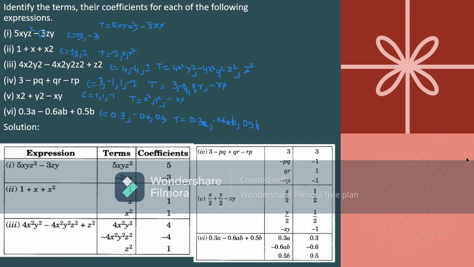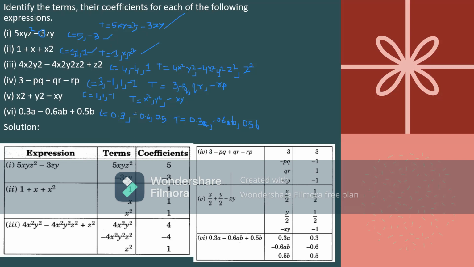So the coefficients are pi and minus 3. Are they correct? Right? Yes, they are correct. Next one. What are these coefficients? Coefficients are 1, 1, 1. What are the terms? 1, x, and x squared. So you see, I got it right.